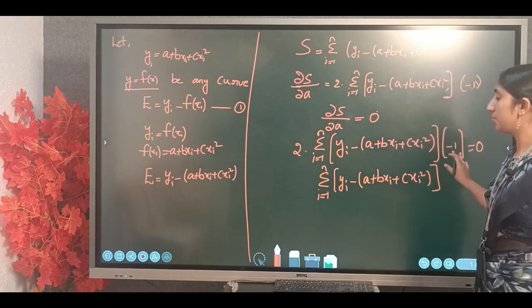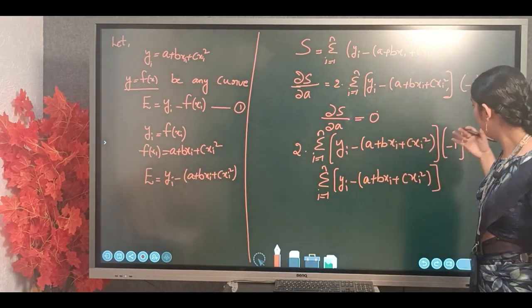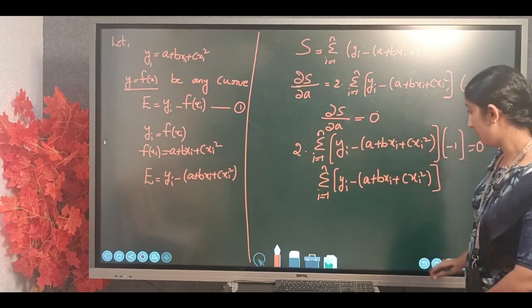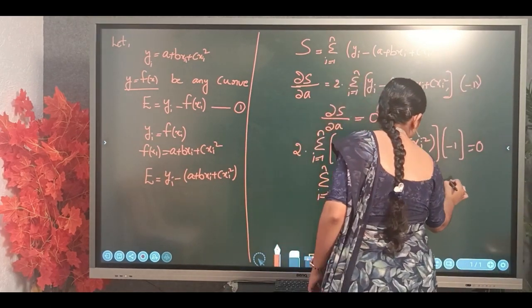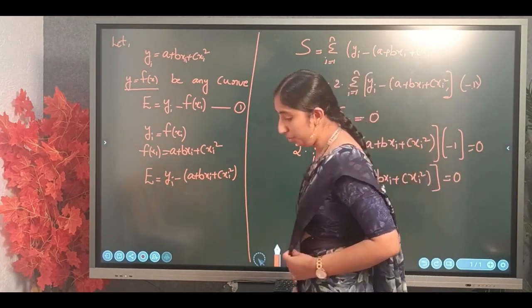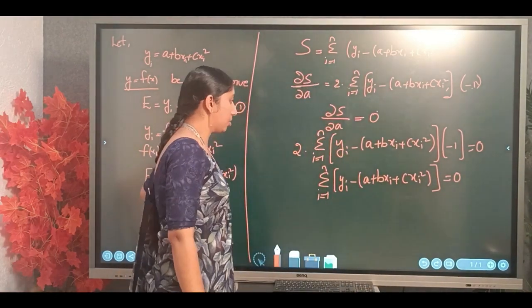So this minus 1 is also a constant. When it is going to that side, it will also be 0. So what is here? This is equal to 0. Now we are applying summation individually.